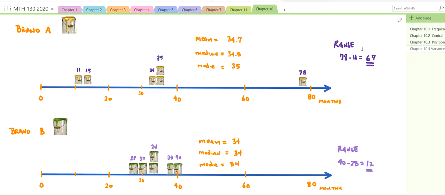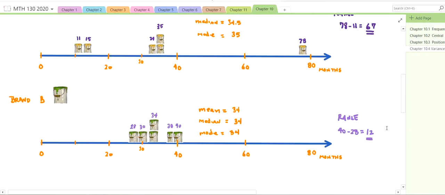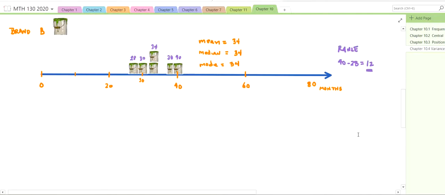So if we take a first look at the range and we compare the ranges, it looks like brand B, the range of information, is actually less than brand A. So that might be useful for us. However, that doesn't really tell us much about what's going on in between the left and right side of the range. In order to do something like that, we're going to need to do something a tad more complicated probably.